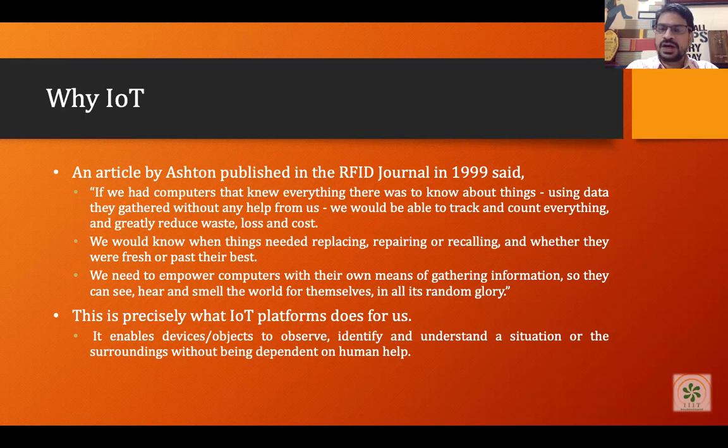Let's talk about why we require IoT. In an article by Ashton, published in the RFID Journal in 1999, he says that if we had computers that knew everything there was to know about things, using data they gathered without any help from us, we would be able to track and count everything and gradually reduce waste, loss, and cost. We would know when things needed replacing, repairing, or recalling, and whether they were fresh or past their best. We need to empower computers with their own means of gathering information so they can hear, see, and smell the world for themselves in all its random glory.